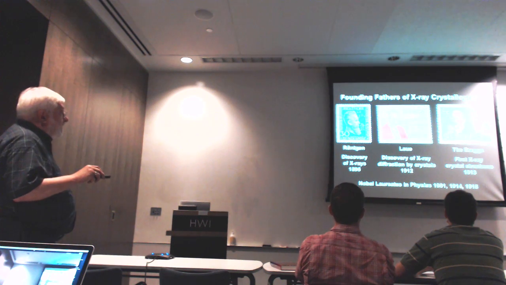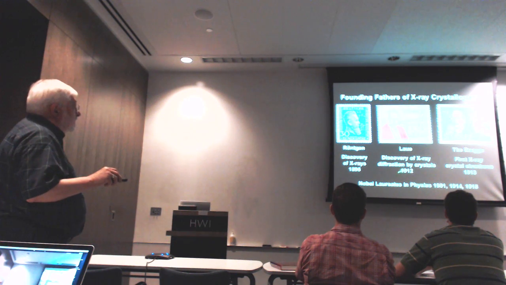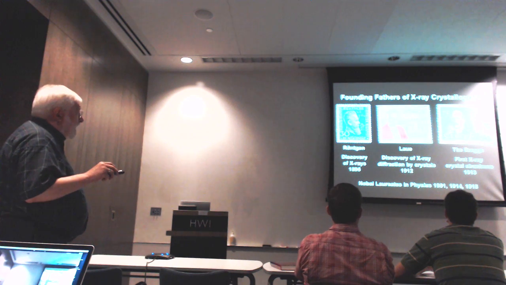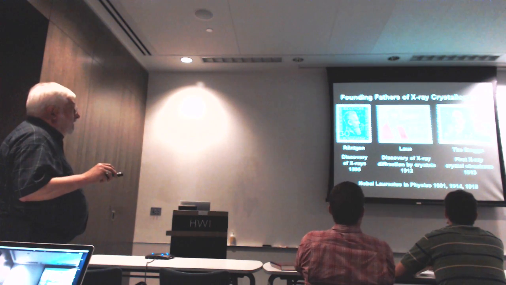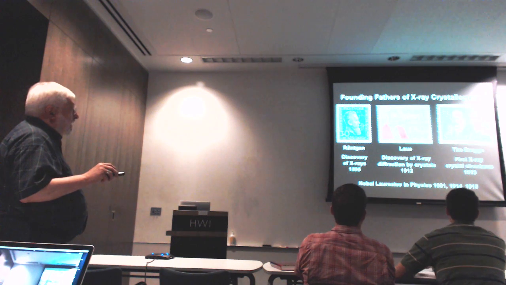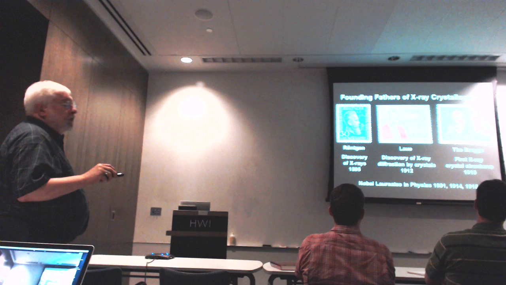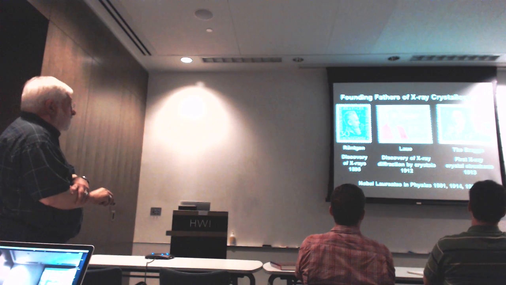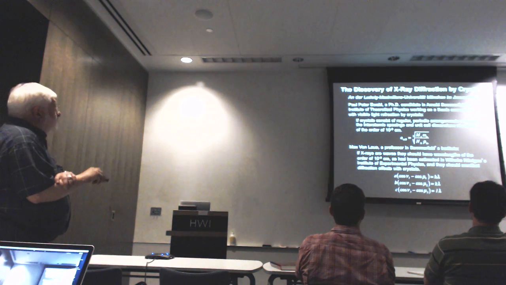Von Laue and his young colleagues, Friedrich and Knipping, showed that X-rays would be diffracted, form diffraction interference patterns with crystals, and then soon thereafter, the Braggs, father and son, deduced the first crystal structures. And Bragg the younger figured out Bragg's law. Okay, what is that about?